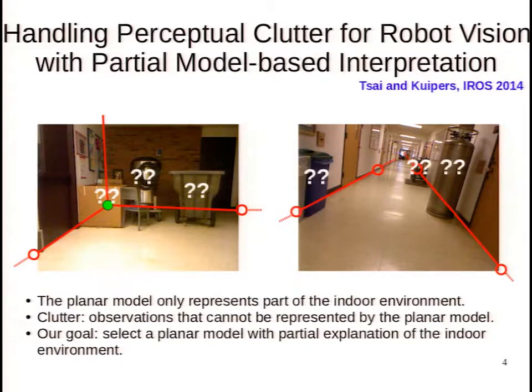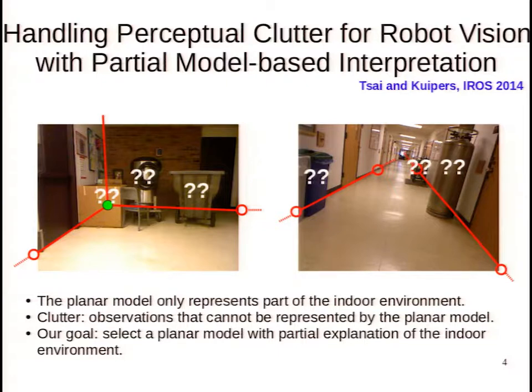When I say cluttered, I mean there's a part of the environment that cannot be described by a simple floor wall model. So the goal in this paper is to ask how we can select a model to describe as much observation as possible, but at the same time keep this model as simple as possible.